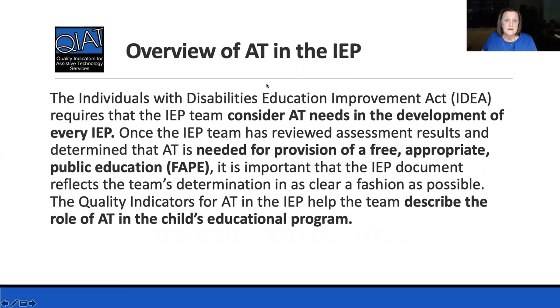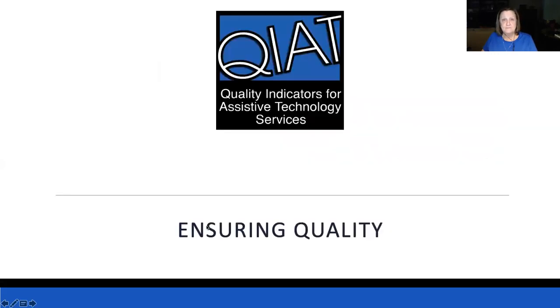So in this area, it's important to think about that the IDEA requires IEP teams to consider AT needs in the development of every IEP. If AT is needed, it needs to be provided for a free, appropriate public education, and to make sure that everyone knows how it's supposed to be used and what it's for, then the IEP document has to reflect the determination in as clear a fashion as possible. So they describe the role of assistive technology in the student's educational program.